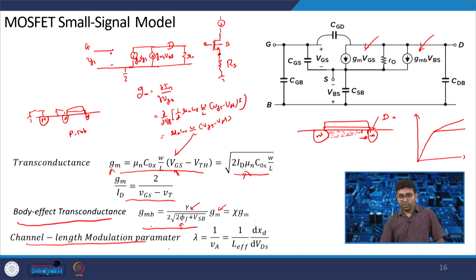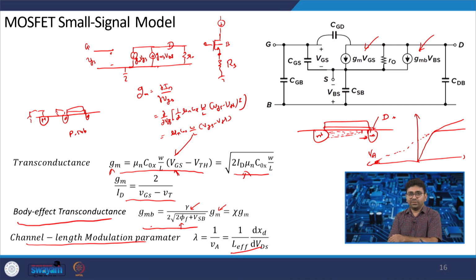If you plot this and asymptotically extend it to the other side, you will get a voltage called the early voltage VA, and lambda depends upon the early voltage VA, and it is given by 1 by L effective, so it is inversely proportional to the length, into del xt by del VDS. So, this is channel length modulation you should consider, and these are the known non-idealities of MOSFET.